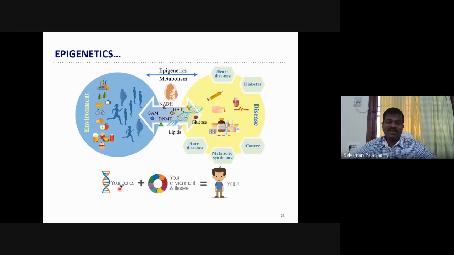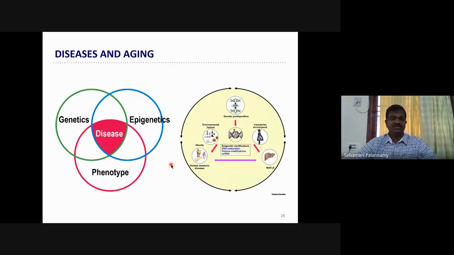So the genes are the native genes, and the environmental style is the physical state of individuals. We may be diseased, we may be healthy. It is all based on our environment and lifestyle. So diseases and aging, I told you. We have gone through this domain of genetics. We know what is phenotype. We have a small domain of disease, but it is largely dependent on the other area called epigenetics. So now, if we could play around these three aspects, we could manipulate the diseases based on our preference.